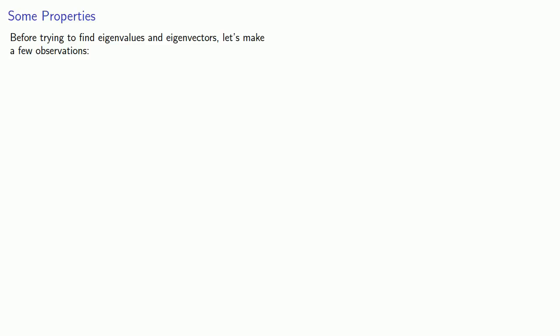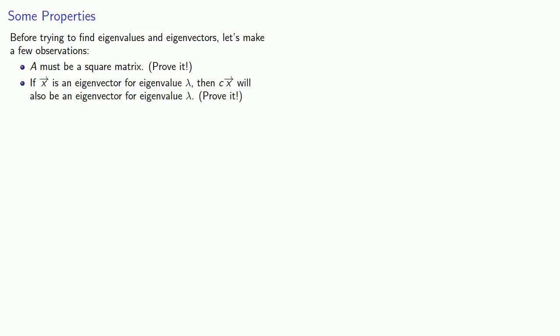Now, before we try to find eigenvalues and eigenvectors, let's make a few observations. First of all, in order for there to be any possibility of having an eigenvector or eigenvalue, A has to be a square matrix. You should prove that this is the case. Next, suppose I have an eigenvector for a given eigenvalue, then any scalar multiple of that eigenvector will also be an eigenvector for that eigenvalue. And again, this is something you should be able to prove very easily. And finally, suppose I have two eigenvectors for a given eigenvalue. Then their sum will also be an eigenvector for that eigenvalue.